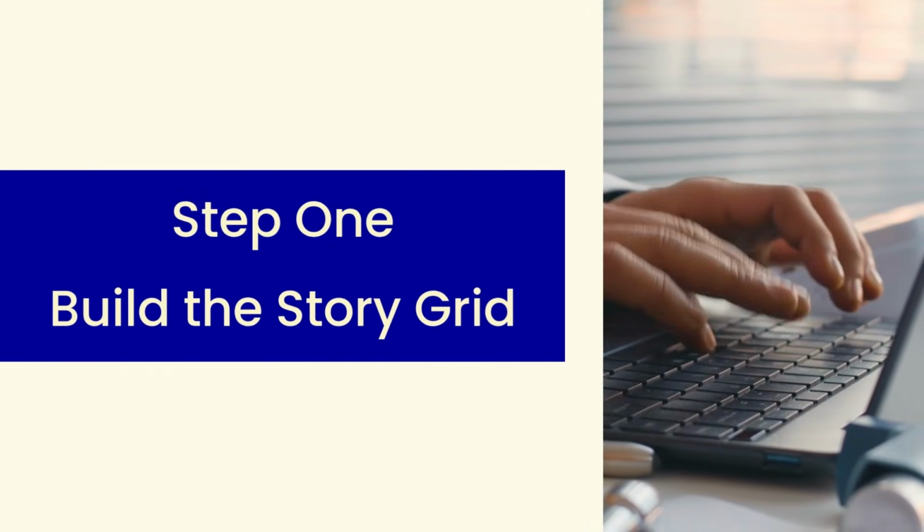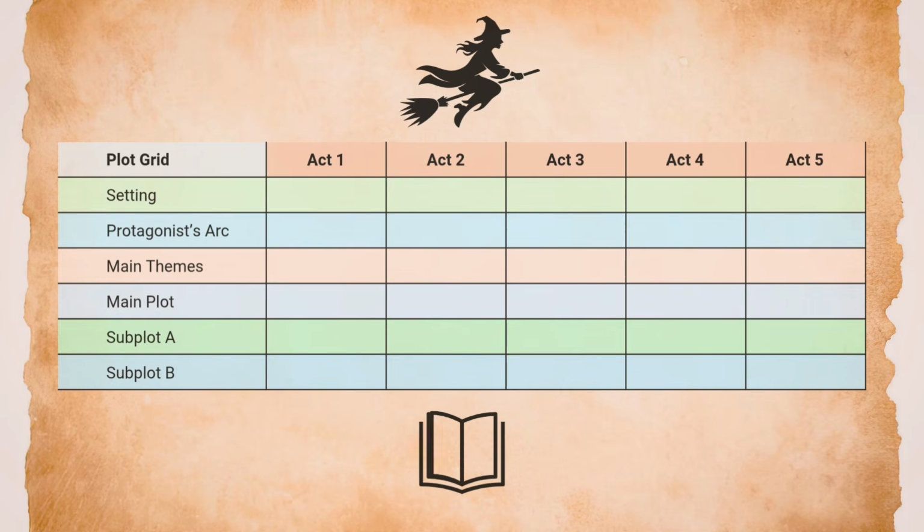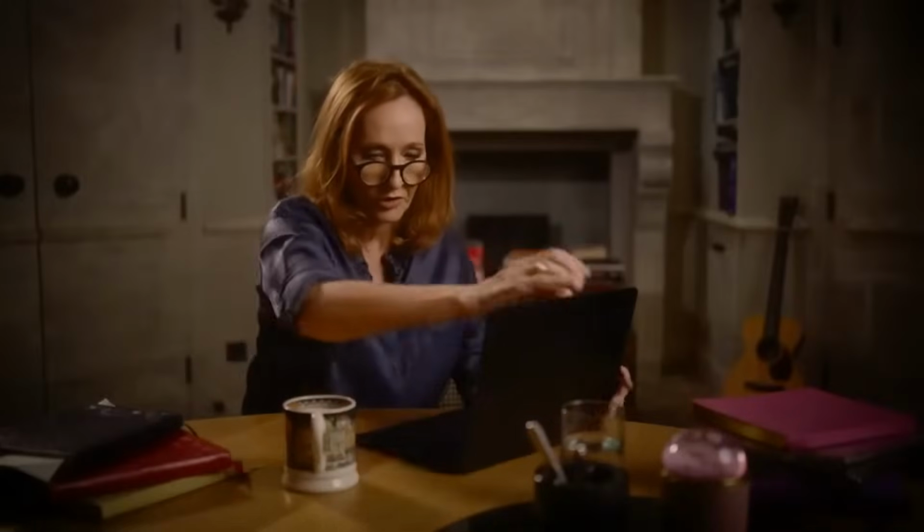Step 1. Build the story grid. At its core, Rowling's plot grid is a simple story matrix. Across the top, she listed chapters or time segments. Down the left side, she listed different story threads. Increasingly, I do a lot of planning on the laptop. I'll show you what I do now.